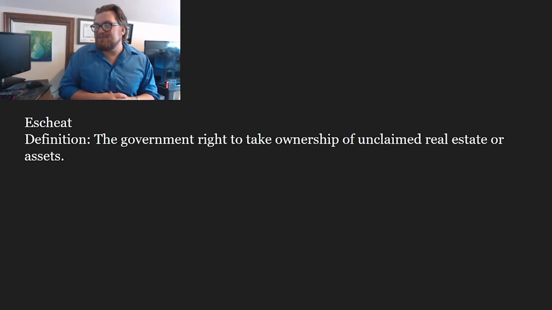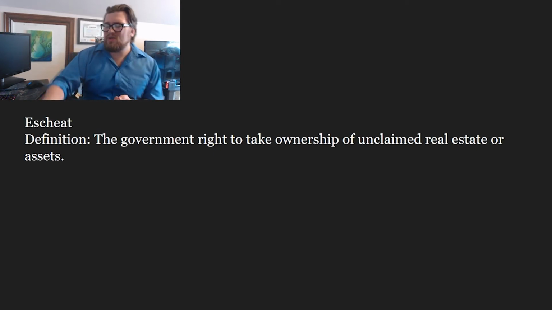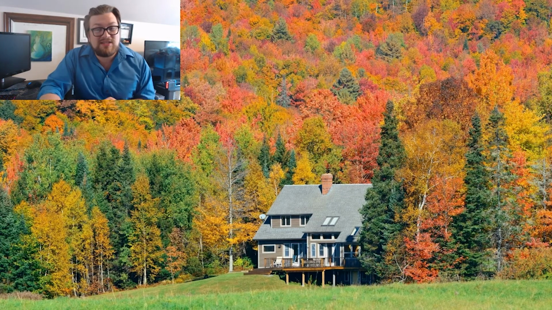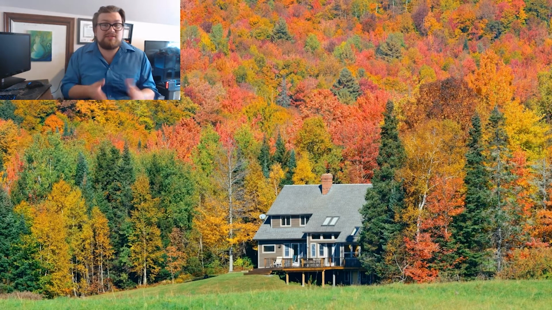The definition: escheat. Escheat is the government right to take ownership of unclaimed real estate or assets. So what exactly does that mean? Well, when a property owner dies and leaves no proper documented inheritance plan, the property ownership reverts to the government. That is escheat. Escheat ensures the property always has ownership.